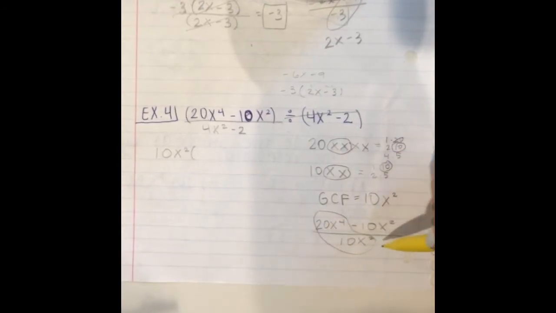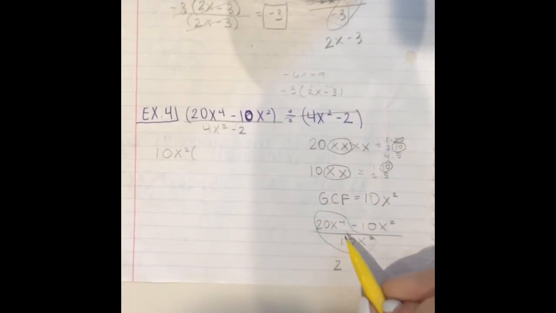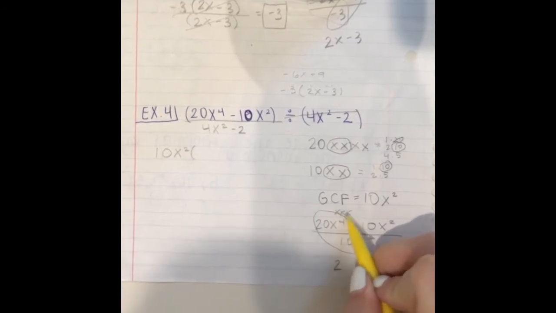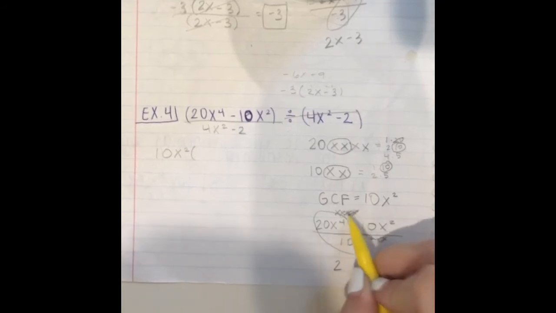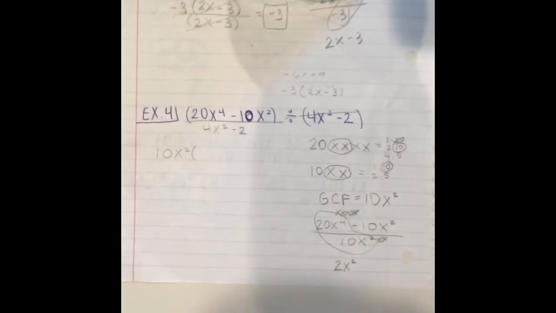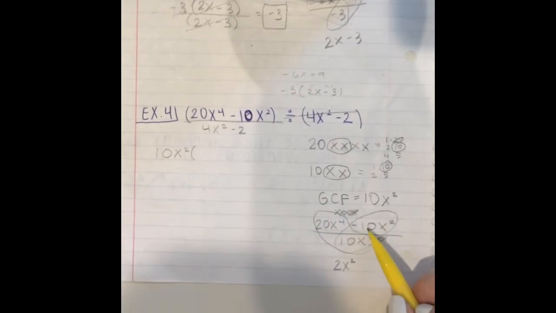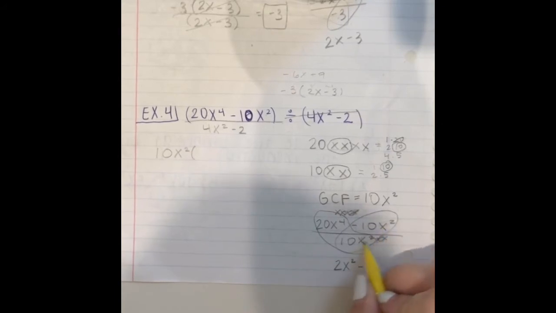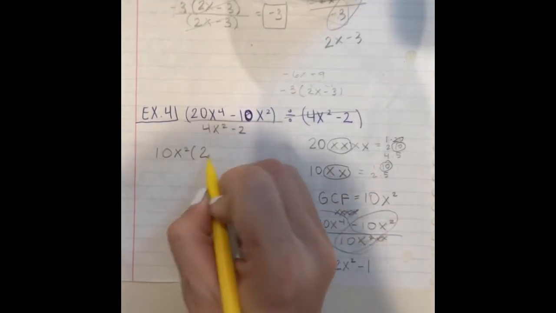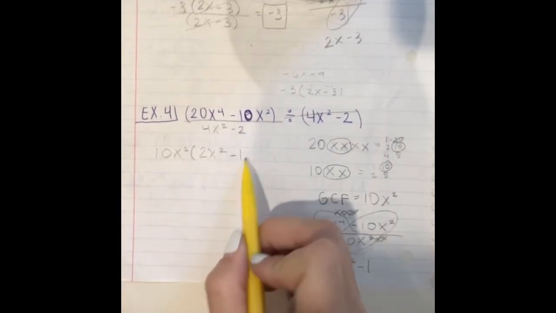20x to the 4th divided by 10x squared. 20 divided by 10 is 2. And if you had 4 x's and 2 on bottom, then the 2 on bottom would cancel out with 2 of the ones on top, leaving you a 2x squared. And then negative 10x squared divided by 10x squared. Negative 10 divided by 10 is negative 1, and 2 x's cancel out with 2 x's. So we get 10x squared times 2x squared minus 1 on top.